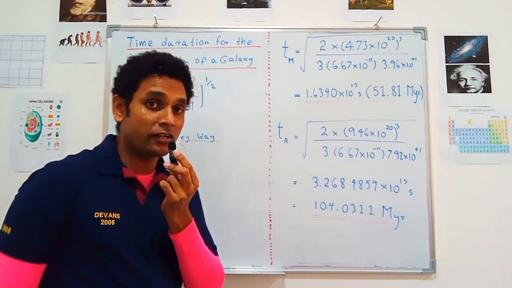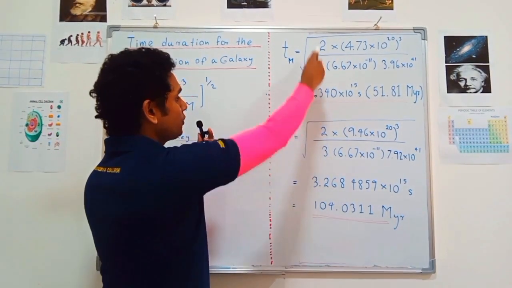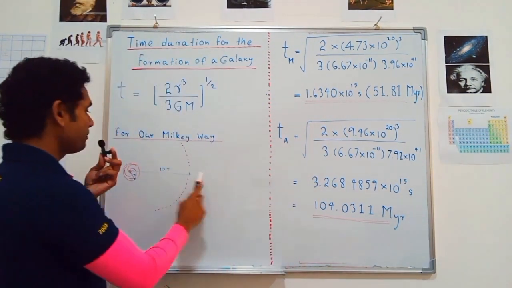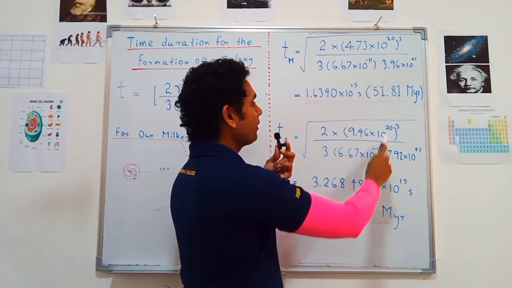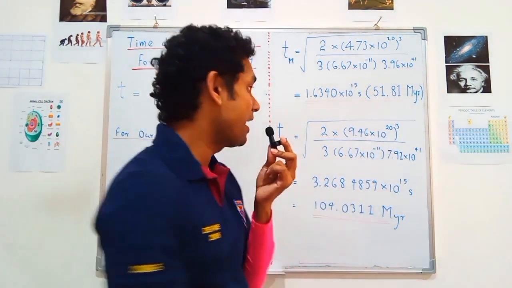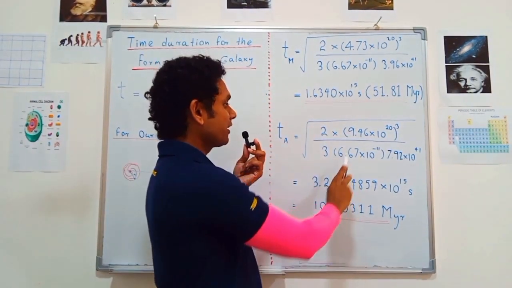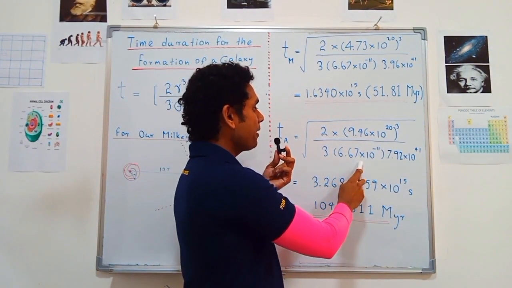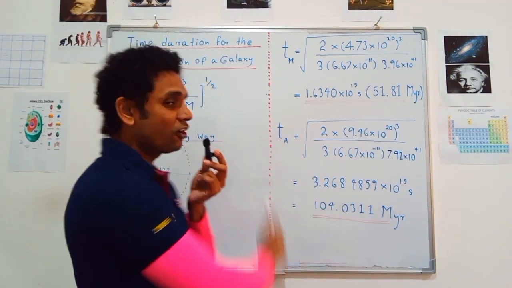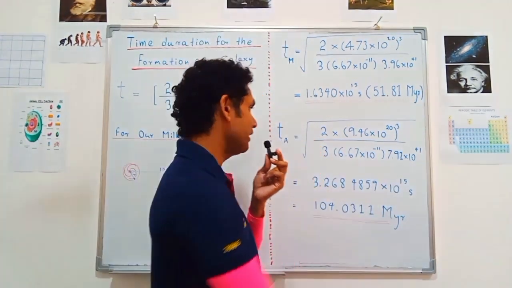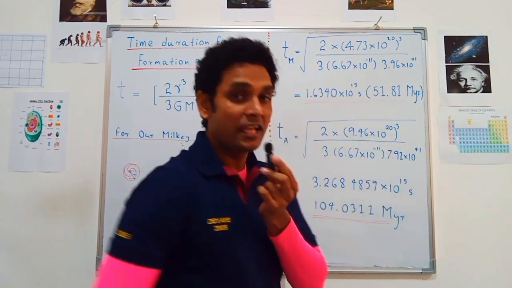And now let's turn to the calculation for Andromeda. For Andromeda, r, the range from which the materials are getting collected, is 9.46 multiplied by 10 to the power 20 kilometers, to the power of 3, divided by 3, the gravitational constant again 6.67 multiplied by 10 to the power minus 11, multiplied by the mass of Andromeda, approximately 7.92 multiplied by 10 to the power 41 kilograms.